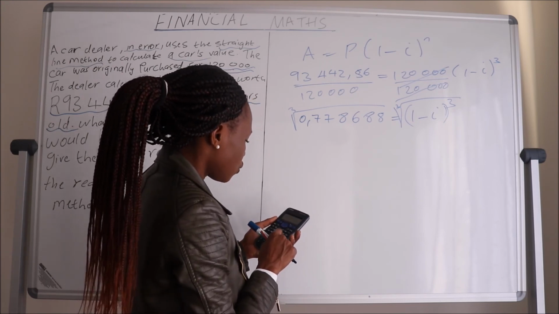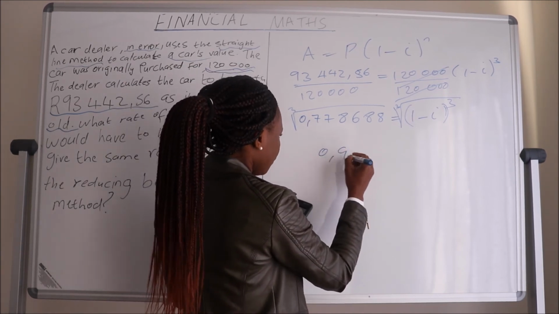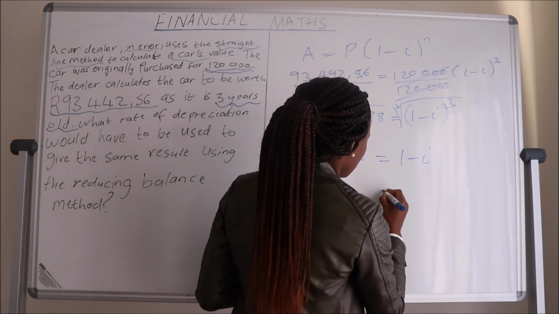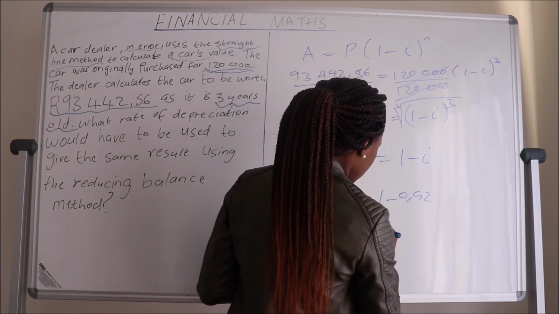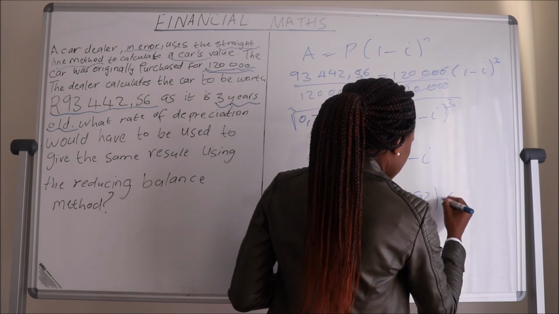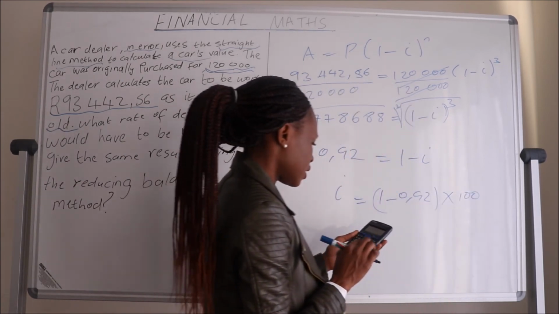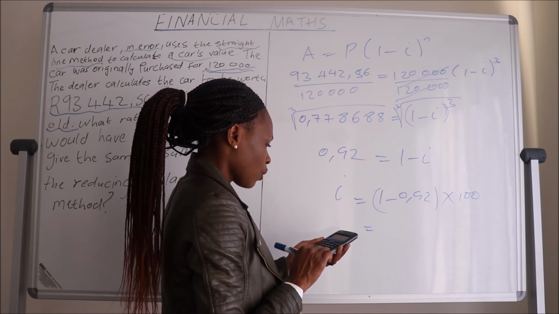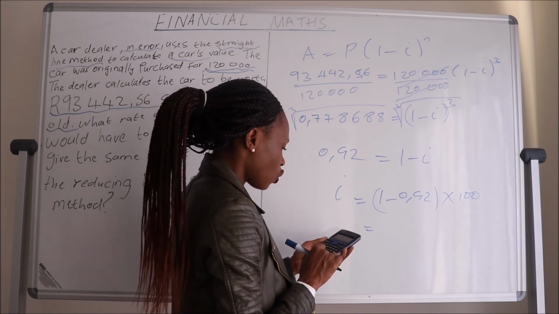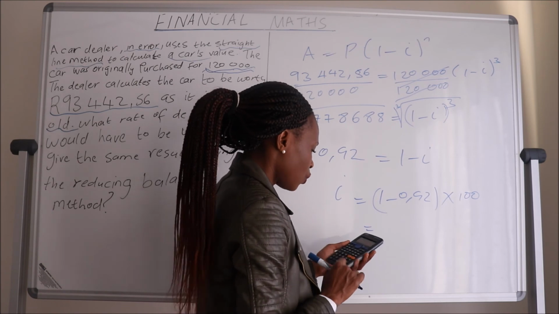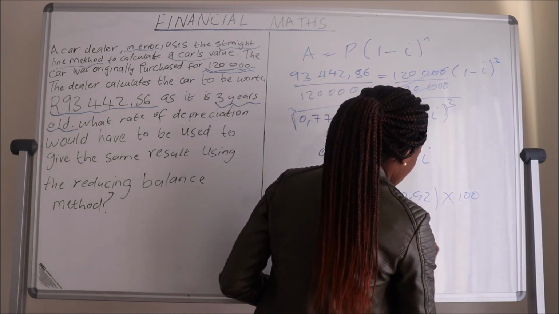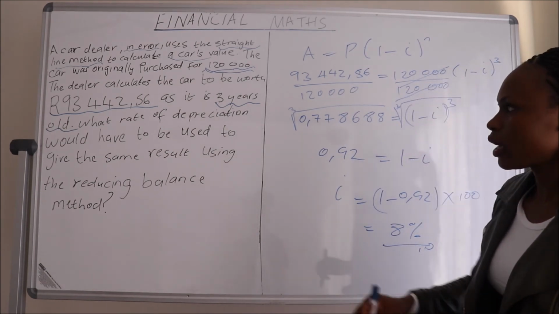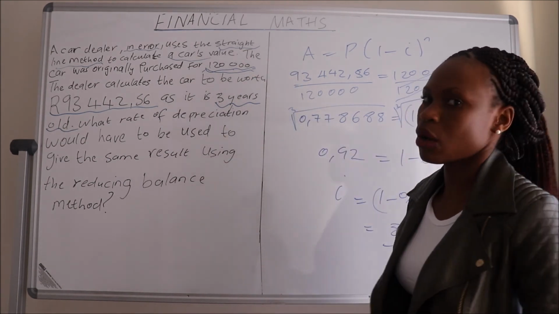The cube root of 0.778688 is equal to 0.92. It's equal to 1 minus i. Then i will be equal to 1 minus 0.92. Remember, you multiply by 100 so that you have this in percentage. So 1 minus 0.92 is equal to 0.08, multiplied by 100, which gives 8%. So it was an 8% interest rate which was used for 3 years to get the value of the car from 120,000 to 93,442.